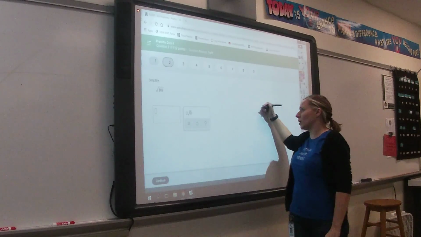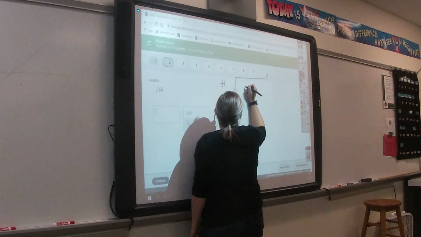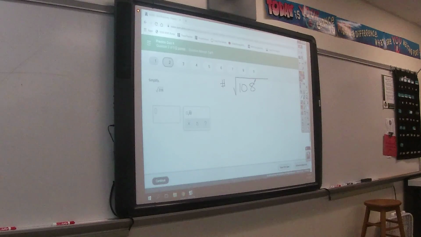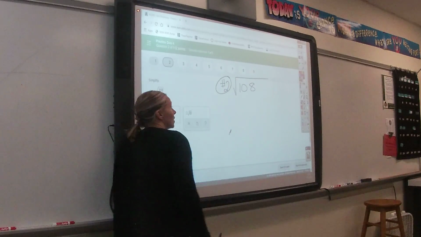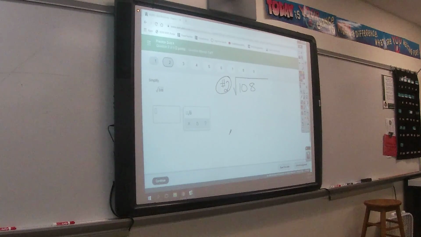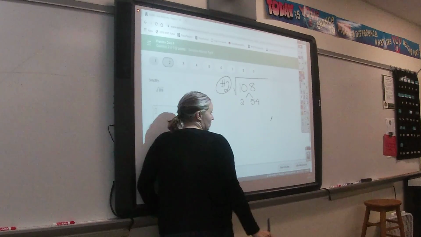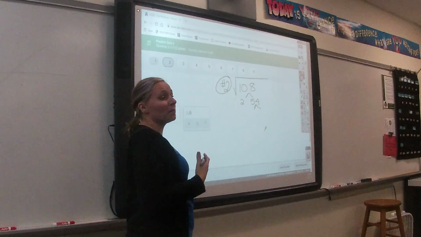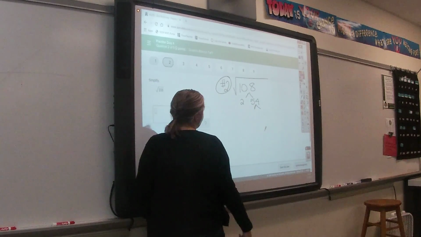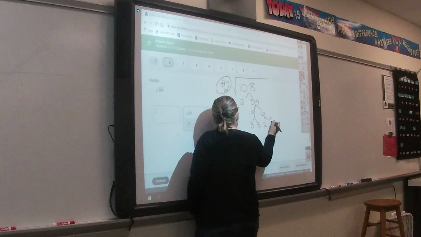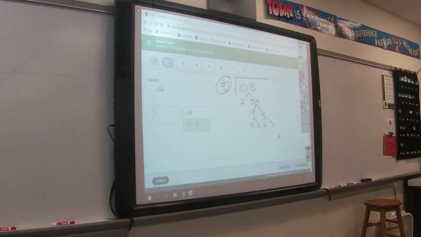Number 2 on your practice quiz is a non-perfect square. If we want to do the square root of 108 and get it simplified, what do we do? Right, we start doing our factor tree, so we'll start prime factoring this. Doesn't matter what you pick as long as you are mathematically correct. If you picked a different value here, that would be okay. The key is that we have to get it prime factored all the way down to primes.